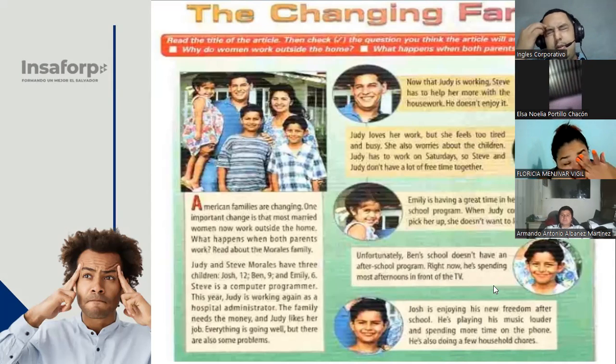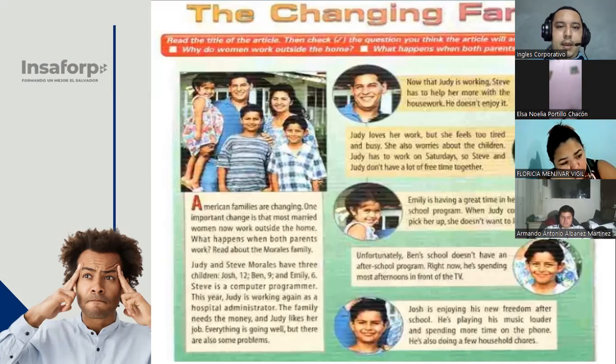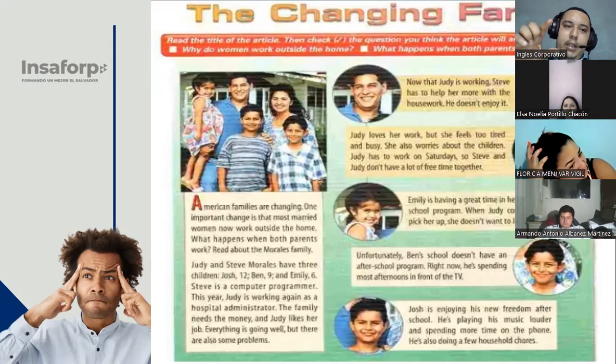Also a big problem nowadays. Guys, I ask you this. Do you consider children, like the ages between 5 years to 15, do you consider that they really need to have a cell phone?